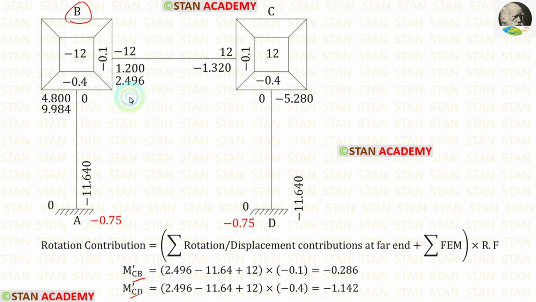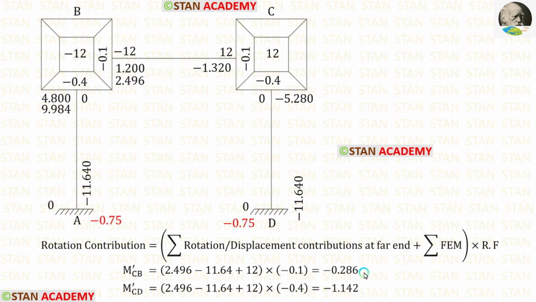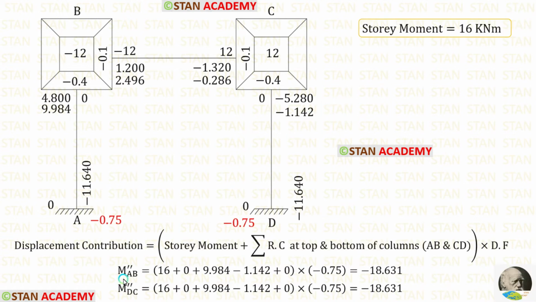Now let us find M dash CB and M dash CD. In the point B, now we have the latest rotation contribution 2.496. In the point D, we have the displacement contribution minus 11.64. The summation of fixed end moments is 12. The rotation factor for CB is minus 0.1 and for CD is minus 0.4. After the calculation, we are getting M dash CB and M dash CD. Let us enter them.